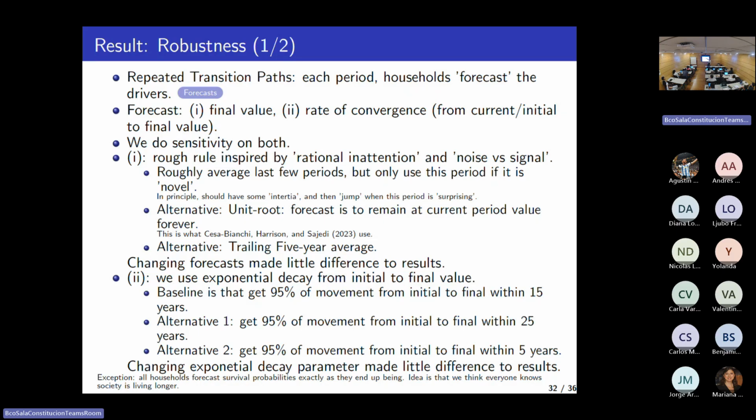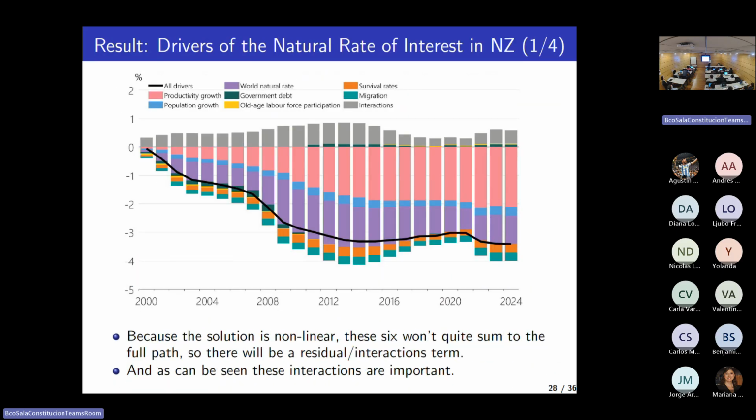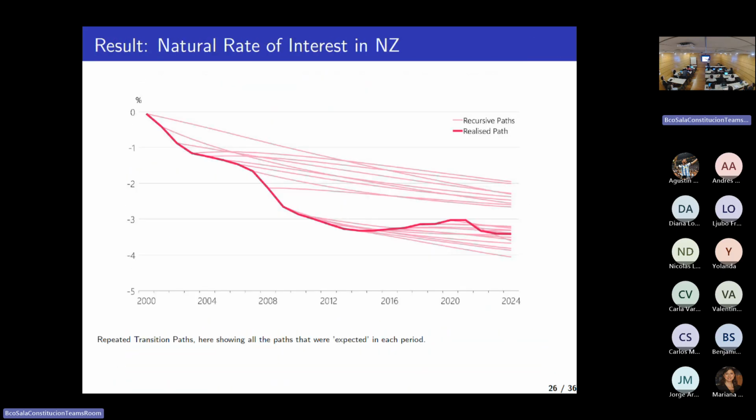So any forecast consists of 2 parts: where you eventually end up, which is what this is doing, and how you get there. Of course, in the unit root, how you get there is trivial because your final thing is the same as your starting one. But for the other 2, we need to think about how you get there. We have exponential decay. Our baseline is that 95% of the movement happens within 15 years. We tried shorter and faster, and it didn't make much difference to the graph. You'll see, it's not that the graph won't change, right? This line will change, but the new line would be pretty close to it, really close to it.